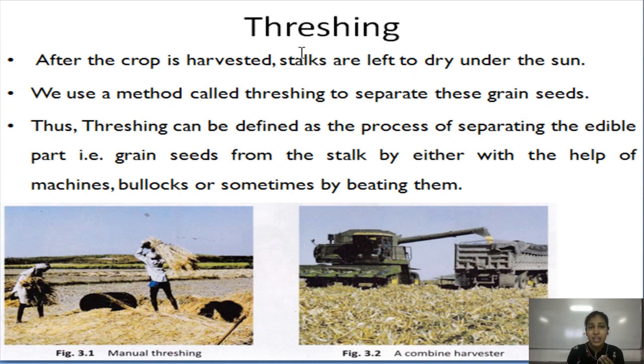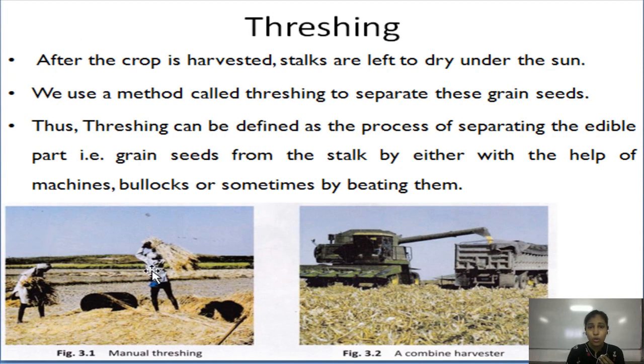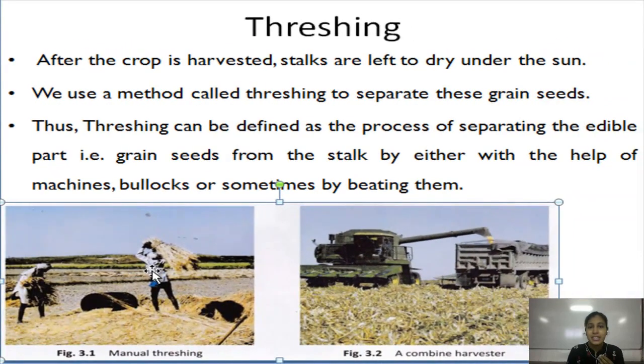So the next method is threshing. You have seen that a single stalk has more than 100 grain seeds joined to it. It is manually impossible to pluck each grain seed, which is very small in size, from the stalk, and hence hand picking as a method of separation does not work here. That is why we use threshing.